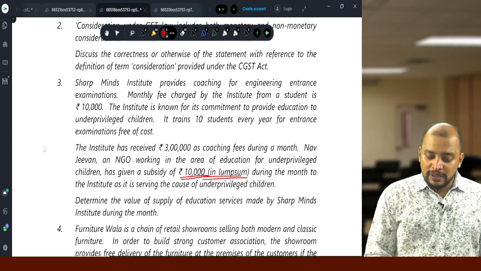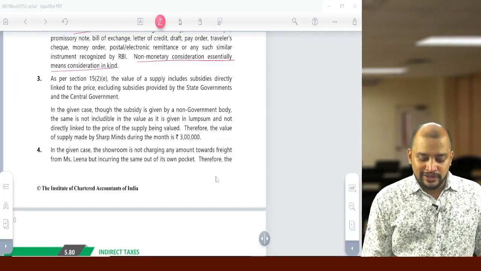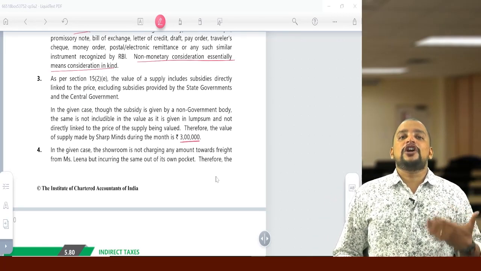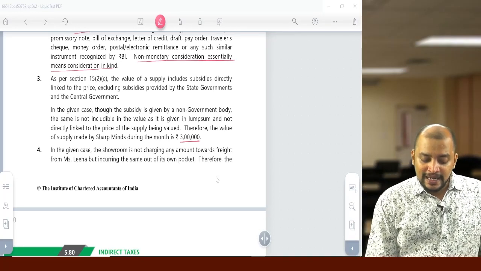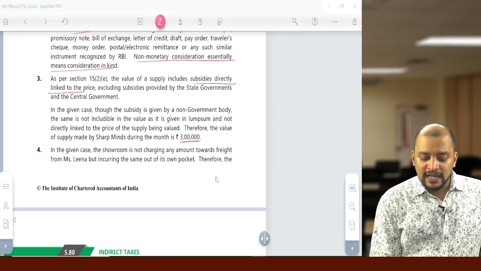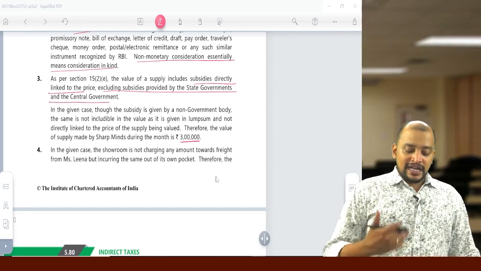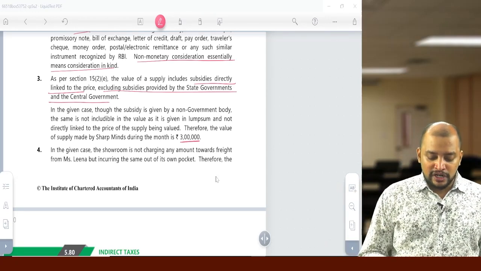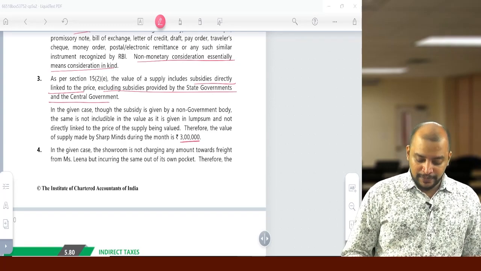So the value will be taken as only 3 lakhs in this case. Section 15, subsection 2, clause E deals with subsidies. Subsidy directly linked to the price, excluding subsidy from central government or state government, will be taken. In the given case, even though it is from other than government, it is not directly linked to the price, that's why it is not includible in the value.